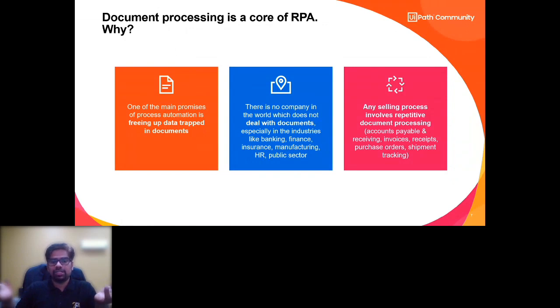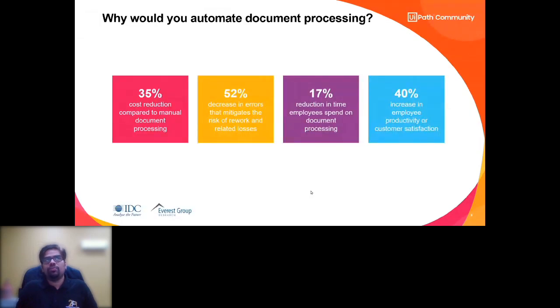So what is the main use? This process can save the business significant time and resources, and they can reduce the error rate. The errors can be reduced, and finally it improves the overall efficiency of the business, right? There is no company in the world that does not deal with documents, right? Any process involves repetitive work. Put together, that is why we need document processing. It is a core, and definitely we need this kind of automation mainly to improve the process.